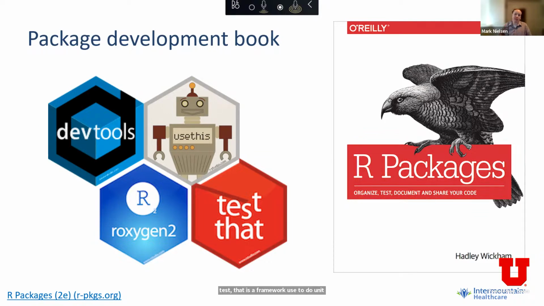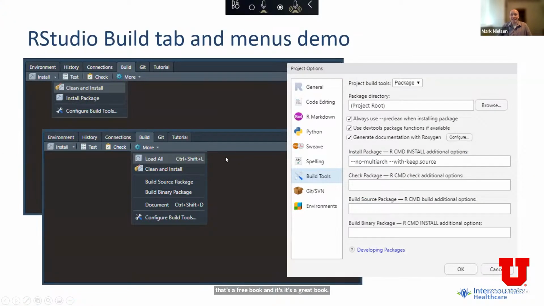All of these things you can learn about in Hadley Wickham's R Packages book. I put the link down at the bottom. I'll also share these slides on the Salt Lake City R users group GitHub page so you can have access to these links. It's a free book, and it's a great book. Honestly, you don't necessarily have to read the book before you get started with package development. RStudio's tools, like the Build tab and menus, are so intuitive. It makes it super easy to develop your own package.